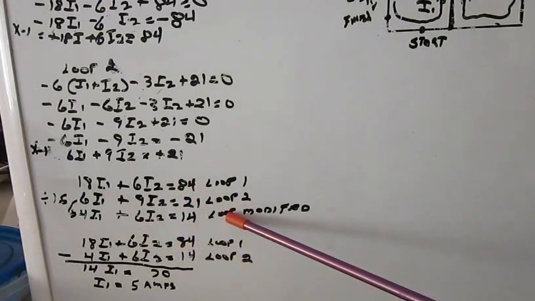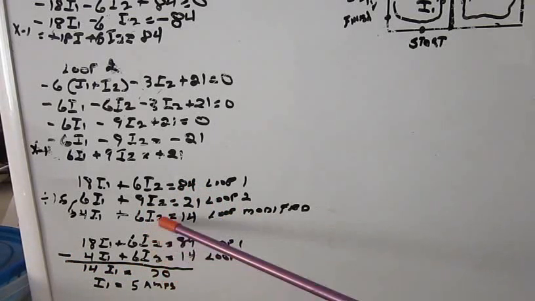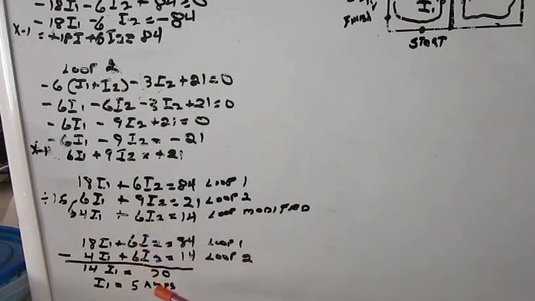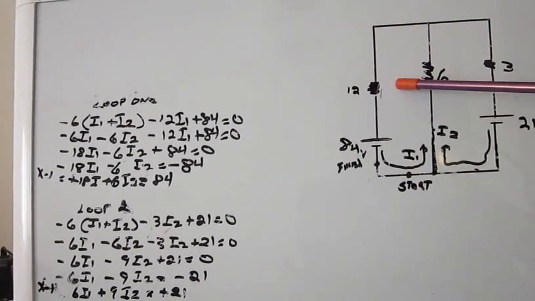Now we take the modified equation and we plug it in down here. And we see that the I2 terms cancel. So the problem becomes very easy to solve. 18 minus 4 is 14. This becomes 70, 84 minus 14. So we simply divide both sides by 14. So I1 is equal to 5 amps. Now that is the real current that's flowing through this resistor.